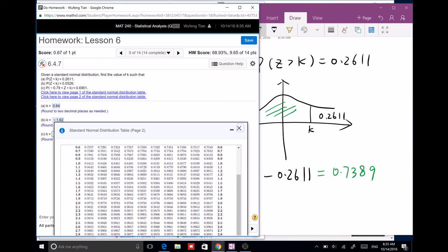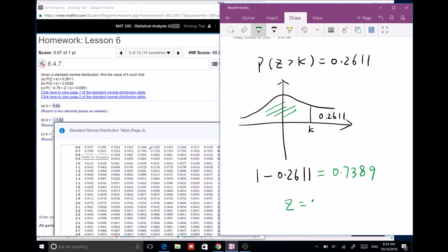Okay, 0.6 line. You go to the right, 0, 1, 2, 3, 4. So it's 0.64. Z equals 0.64. You go to 0.6, then go right to the fourth decimal. Okay, 0, 1, 2, 3, 4. So 0.7389 corresponds to a Z value of 0.64.